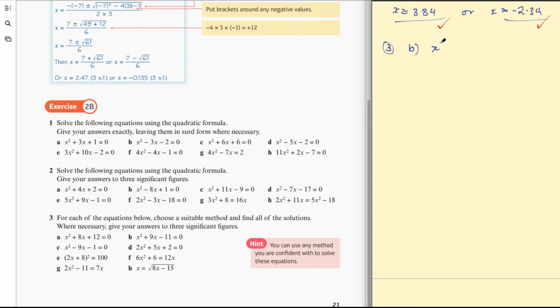B, x squared plus 9x take 11. So for this one, we need to decide, can we factorize or not? So for this one, we need to think of the factors of 11. Are there 2 factors of 11 that make 9? Well, the only factors of 11 are 1 and 11, and we could either make 10 or 12 of those, not 9. So I think we're going to have to use the quadratic formula here again. And we also have to give the answer to 3 significant figures.